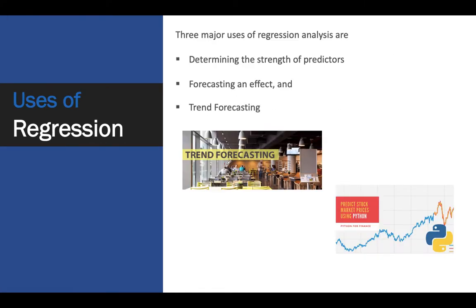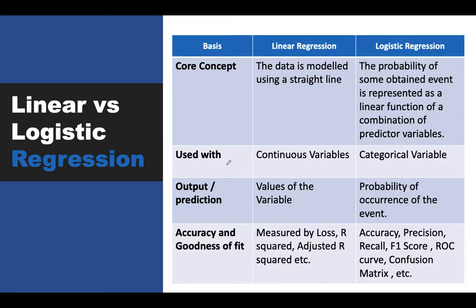Moving next. Where are these things used? The major uses of regression analysis are stock predictions and forecasting any effect. These are the use cases of regression. Now we have seen this graph. On the basis of the core concept, in linear regression the data is modeled using a straight line. Straight line in the sense that there will be one graph and it should be continuous in nature. It starts from here or here, whatever it is.